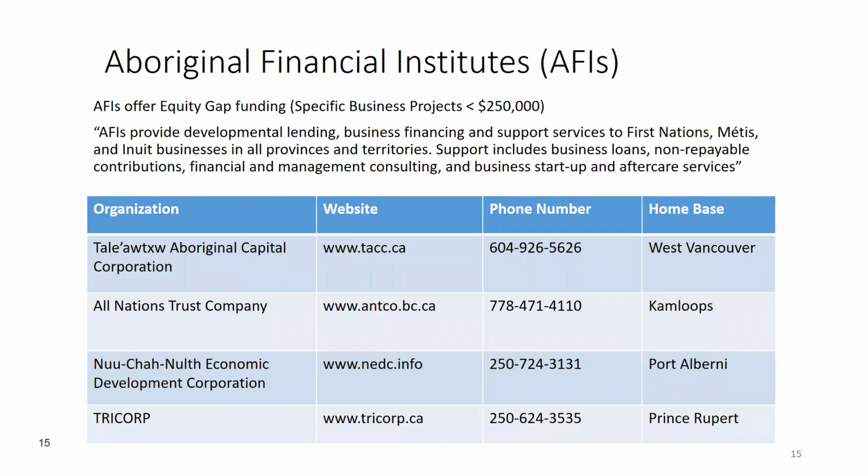And so right now we currently have our call for proposals out for projects under $250,000, but the Aboriginal Financial Institutes also have an equity gap funding program, and it's specifically for First Nations, but also it can be for entrepreneurs. So they can support projects up to $250,000 for a single business. And they also have other programs as well, such as business loan programs, but they do have a grant program.